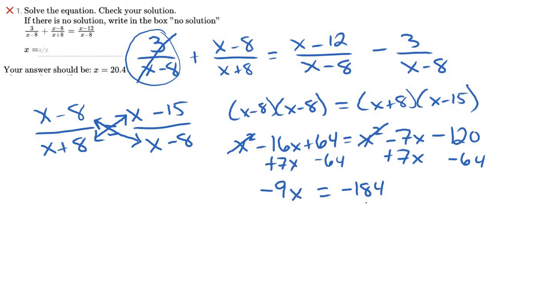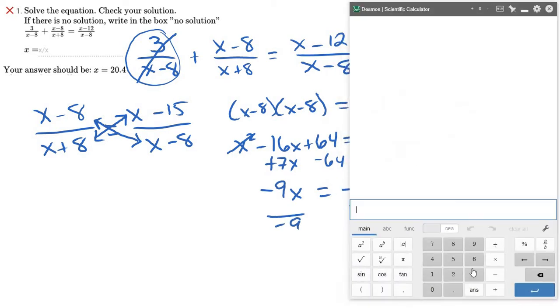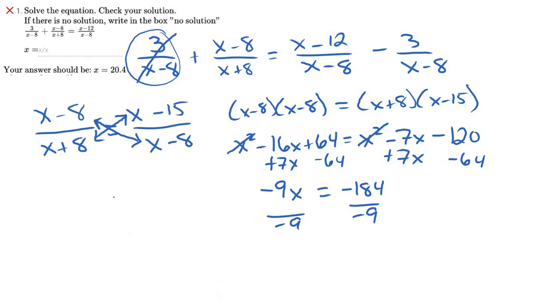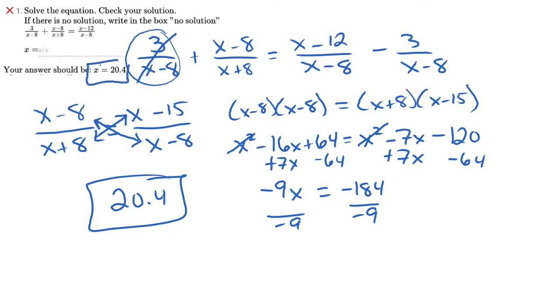Hey, this is looking a lot simpler, right? That's a nice little pre-algebra equation. Divide negative 9 by both sides. And let's see what we get. In fact, I'll bring up my other calculator here just to show that. So we've got negative 184 divided by negative 9. Hey, 20.4 is the answer. And that's what they show as well. So we feel pretty good about that. Okay, how about another one?